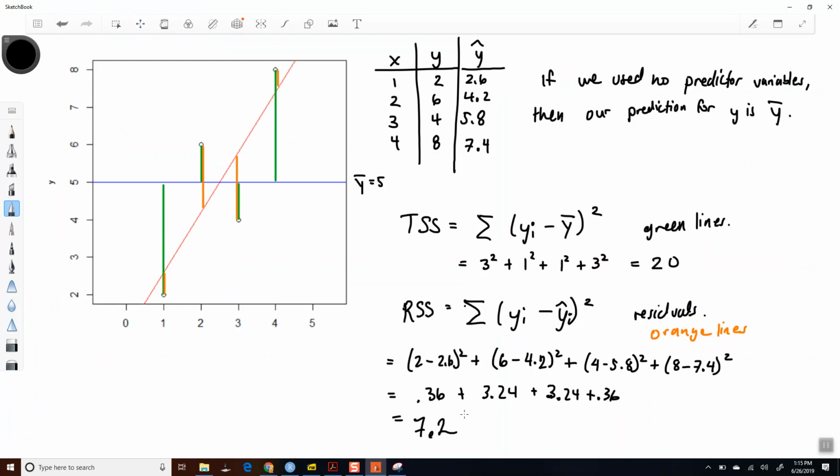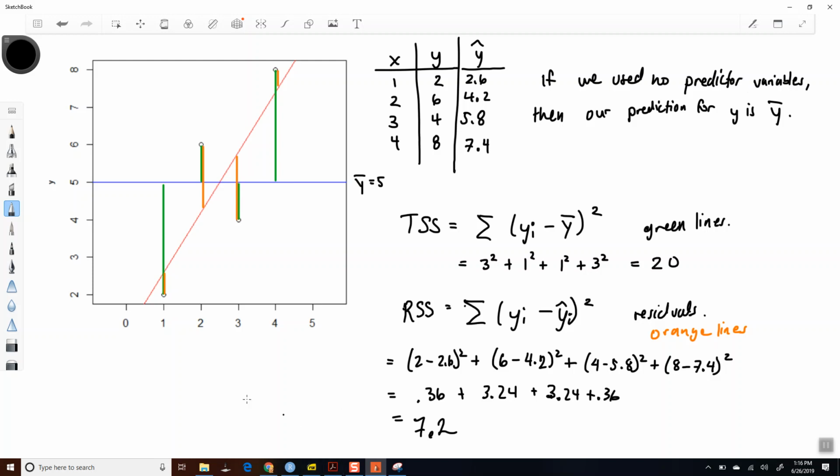So there we go. Our TSS is 20, my RSS is 7.2, so this is basically how much improvement I got by using the line, right? So by using the red line, how much, quote, improvement did I get? Now for individual data points, it might not be an improvement, right?